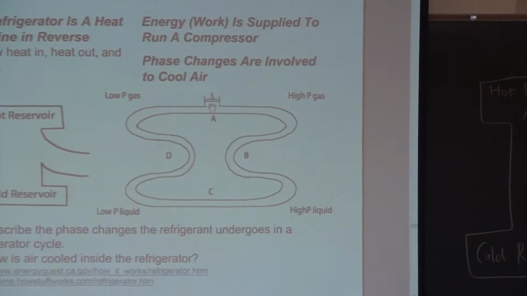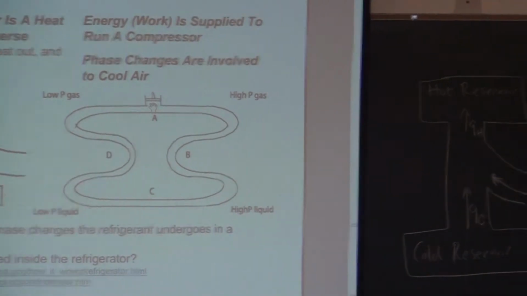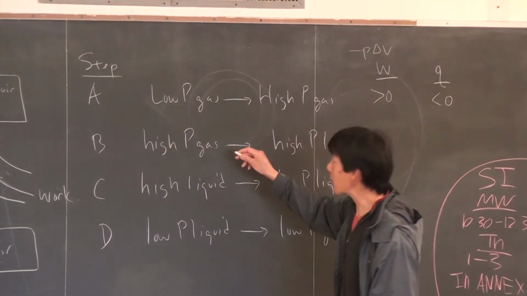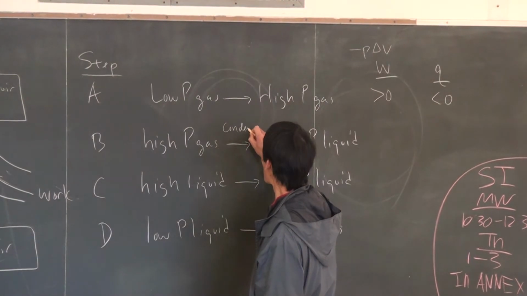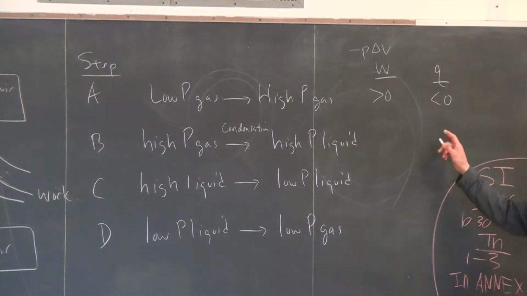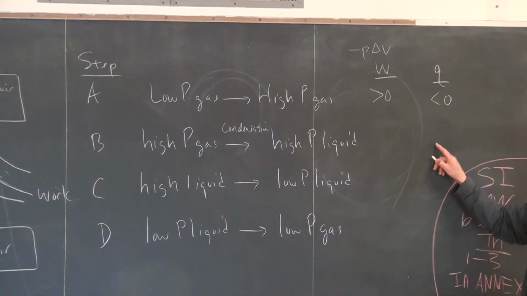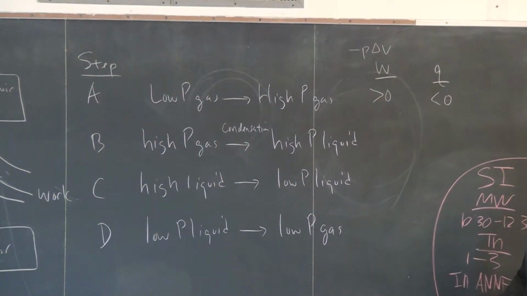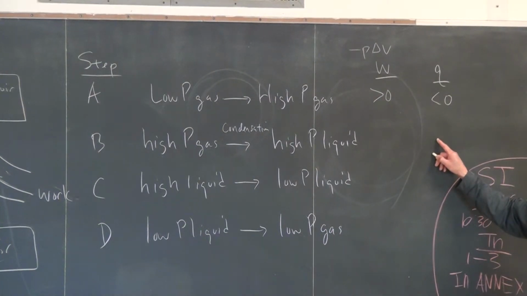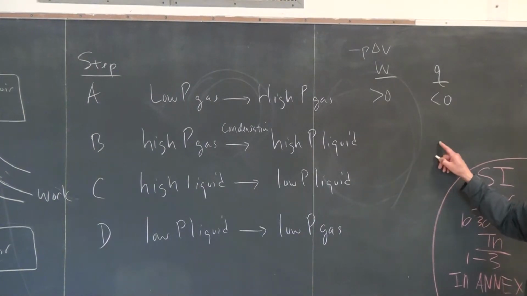Let's go to part B. So a high pressure gas converted to a high pressure liquid. Yeah, so note this is a phase change. So what is this phase change called when a gas is converted to a liquid? Yeah, this is condensation. So when a gas condenses, is heat removed or does heat have to be supplied? So if heat is removed, is Q greater than 0 or less than 0? So you're saying that condensation is an exothermic phase change process.